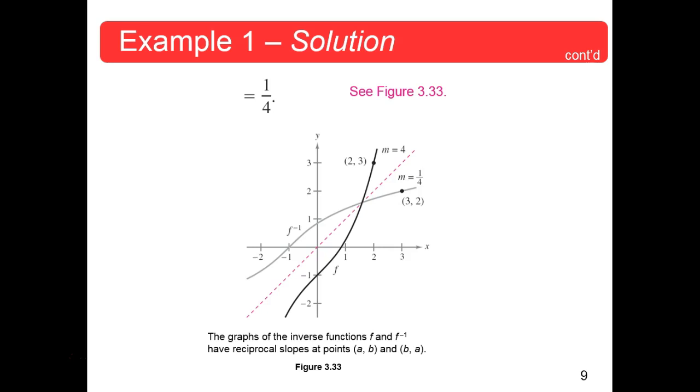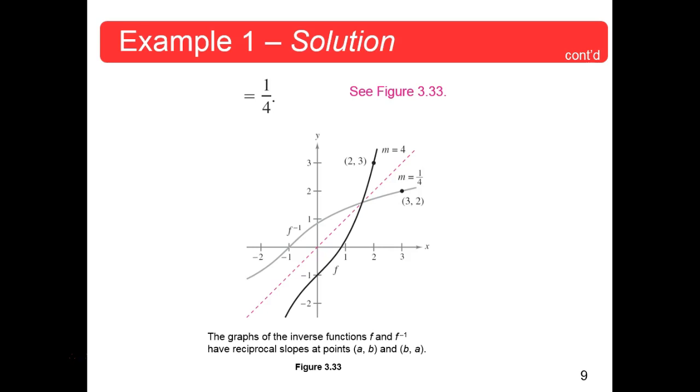Here is the f function, pretty steep slope there, 4, but the inverse function still has to be positive because it's increasing, but now the slope is 1/4, 1 over the slope. So sure enough, 1/4. I didn't mean to take that long with it, but that's what we've done.